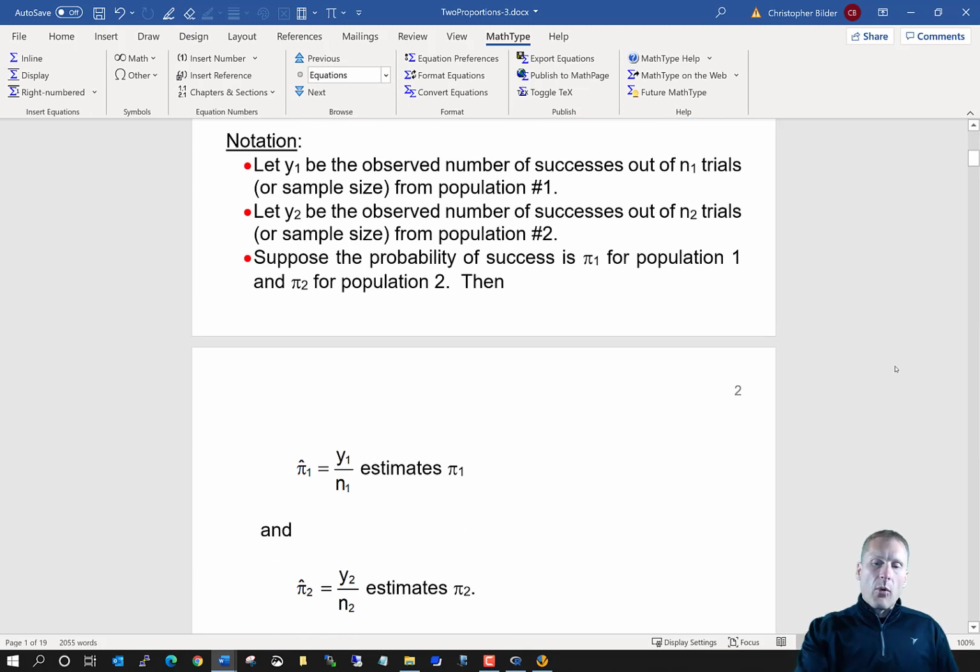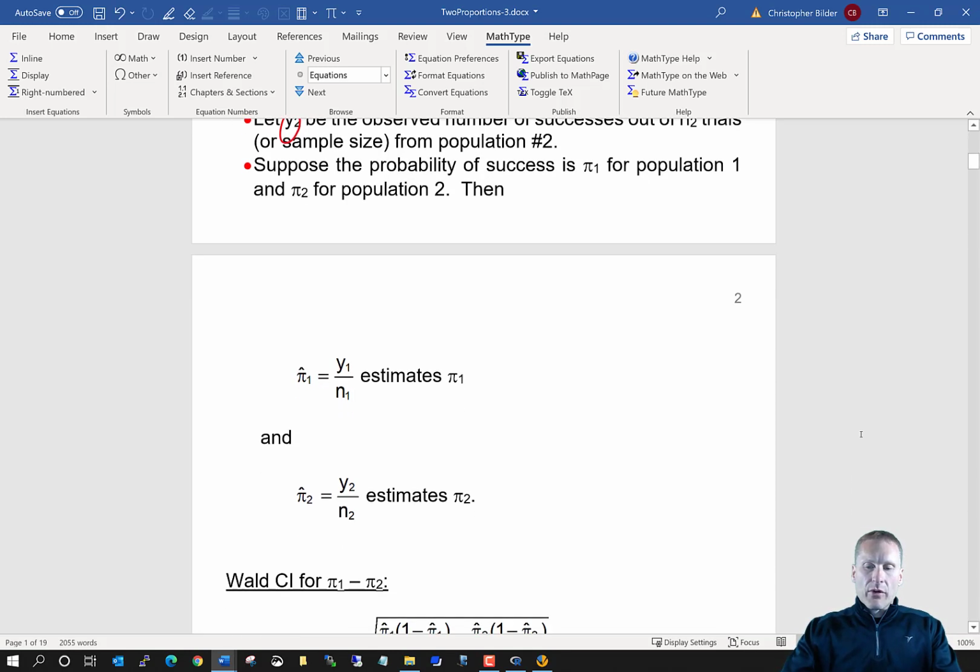So we're going to let y1 be the observed number of successes out of n1 trials, where n1 could be thought of as the sample size that's coming from population number 1. Y2 is going to be the observed number of successes out of n2 trials from population number 2. And again, we're trying to estimate pi1, pi2, and we estimate it by the observed proportions.